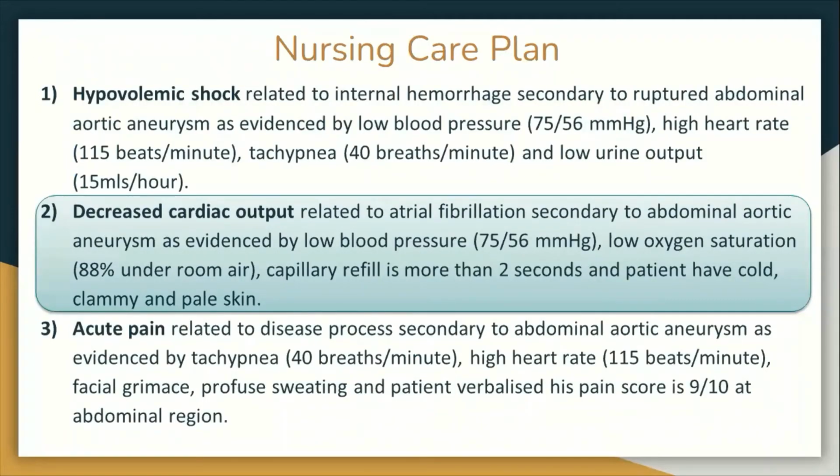The next nursing diagnosis is decreased cardiac output related to atrial fibrillation secondary to abdominal aortic aneurysm as evidenced by low blood pressure 75/56 mmHg, low oxygen saturation 88% under room air, capillary refill more than 2 seconds, and the patient has cold, clammy, and pale skin.